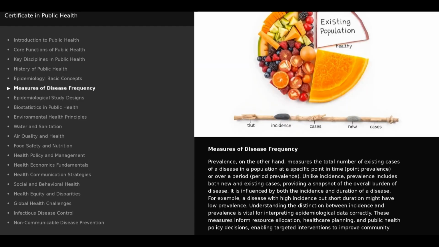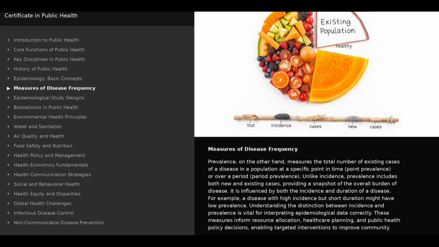Prevalence, on the other hand, measures the total number of existing cases of a disease in a population at a specific point in time, point prevalence, or over a period, period prevalence. Unlike incidence, prevalence includes both new and existing cases, providing a snapshot of the overall burden of disease. It is influenced by both the incidence and duration of a disease. For example, a disease with high incidence but short duration might have low prevalence.